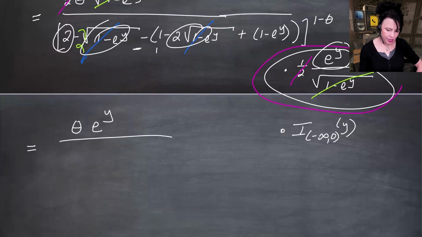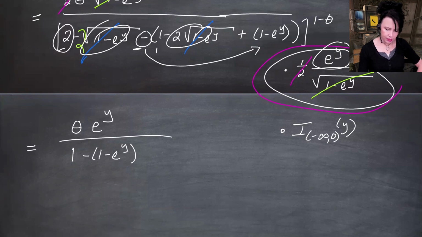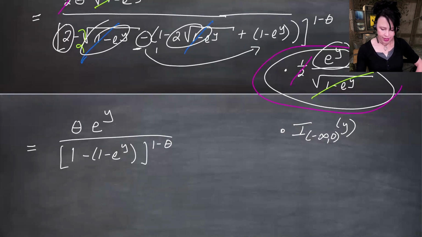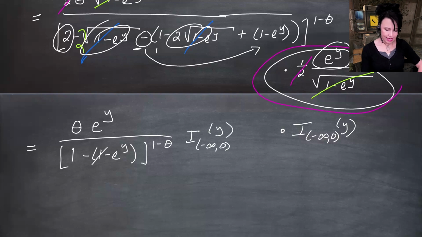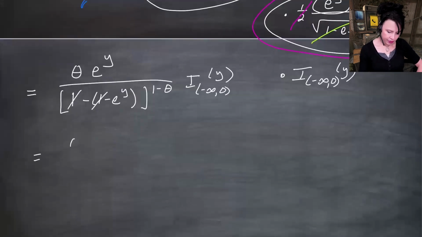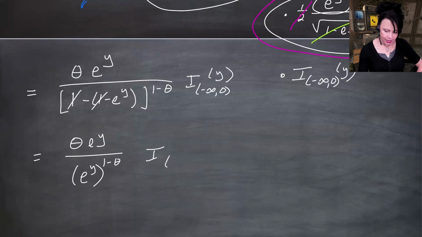I am making a mess out of this. So I have 1. And then this negative on here gives me negative 1 minus e to the y. And the entire denominator is raised to the 1 minus theta. And my indicator says that y is between 0 and infinity. So let's cancel this stuff. I have theta e to the y over positive e to the y to the 1 minus theta, an indicator.